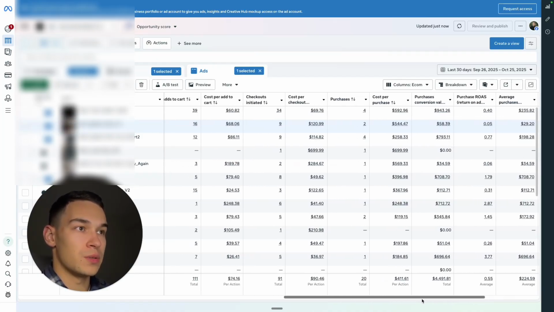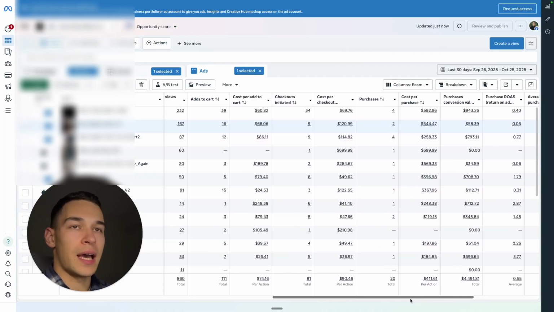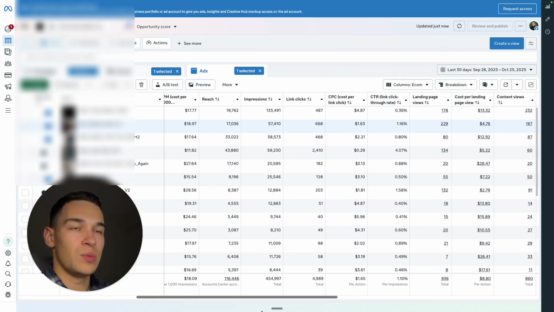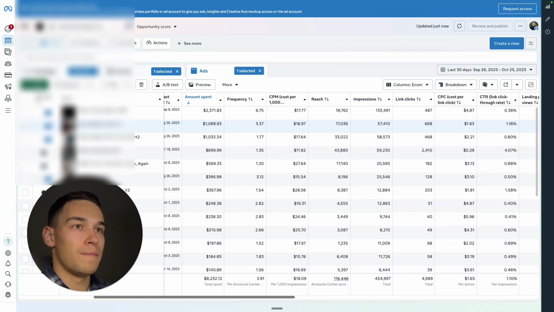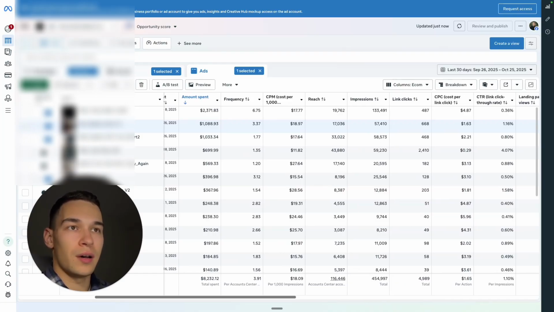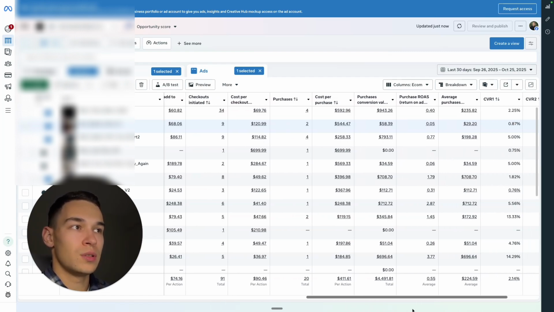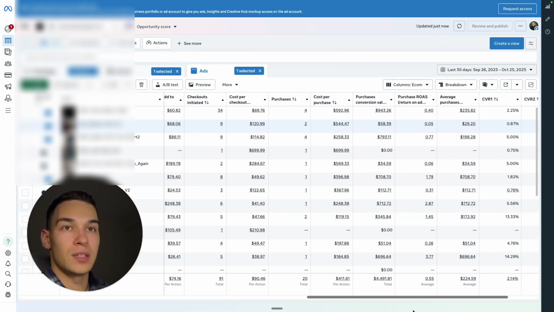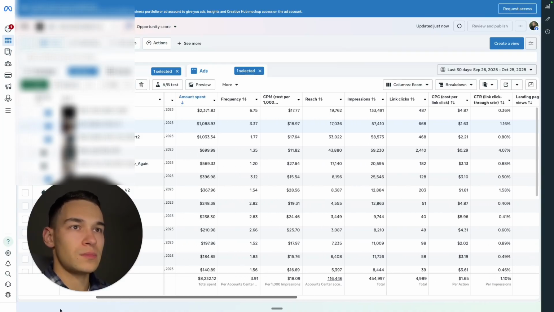Especially with its frequency at 3. If I would see an ad that has like 1.5x frequency with a few thousand spent, and maybe it's not spending the highest, but it's making add to carts and checkouts, maybe it has a few sales, but not that many, and the AOV is good, I would leave it, to be honest, because it can be a top of the funnel ad. Okay, let's go to the next one.